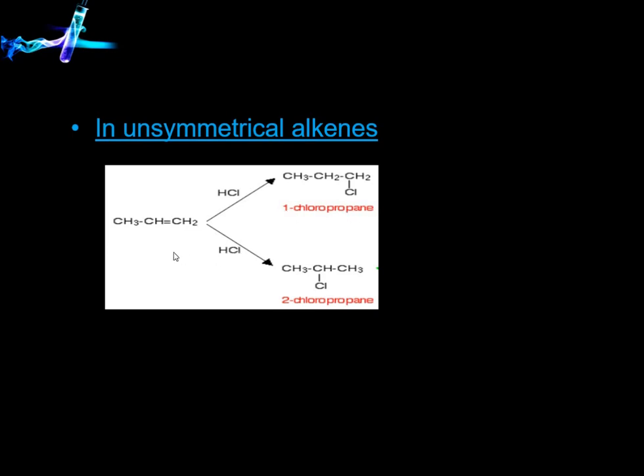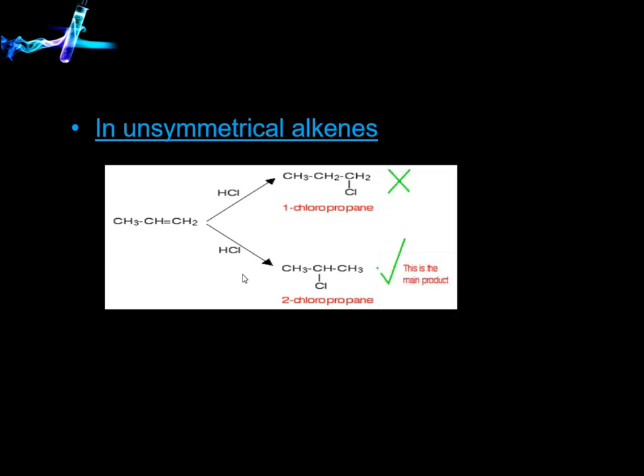Another possibility is that hydrogen can be added to the first carbon, and chlorine can be added to the second carbon, making 2-chloropropane. So out of these two, which product will be produced? Among these two, the first product is not produced, but the second product is the major product, and this is the product that is produced. Hydrogen is attached to the terminal carbon atom and chlorine is attached to the middle carbon atom.